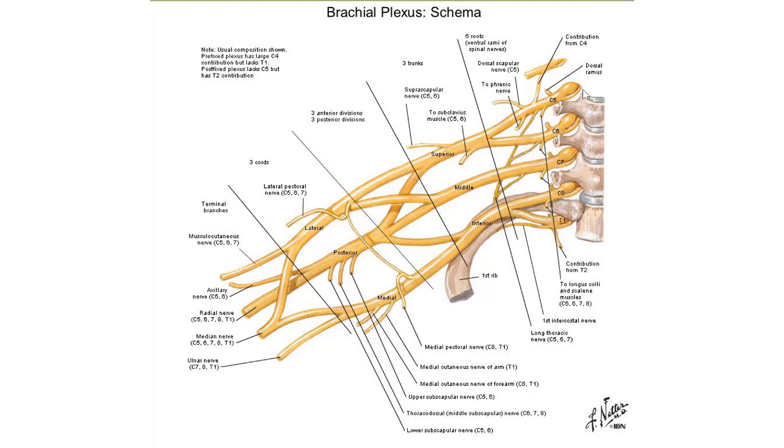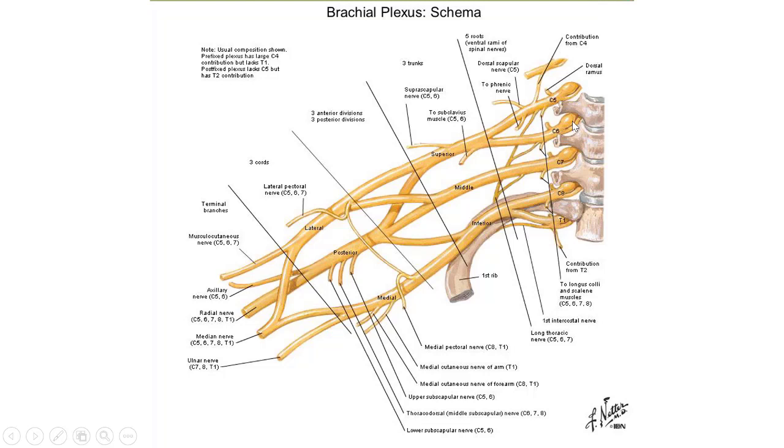Roots. These are constituted by the anterior primary rami of spinal nerves C5, C6, C7, C8, and T1. Maybe in some cases T2. But the roots consist of C5, C6, C7, C8, and T1. These are the anterior branches of the spinal cord that make these roots.